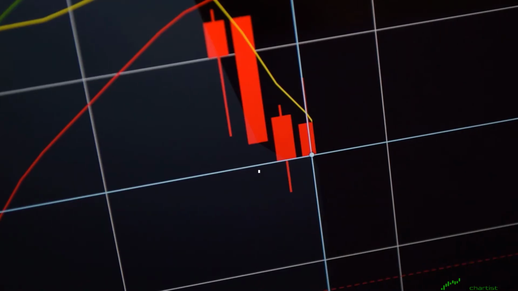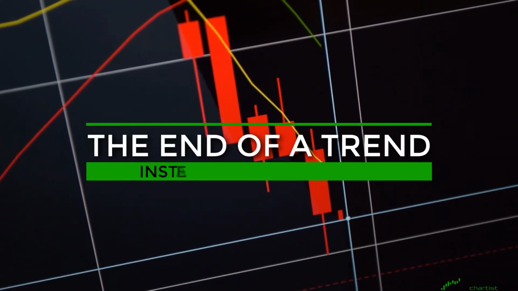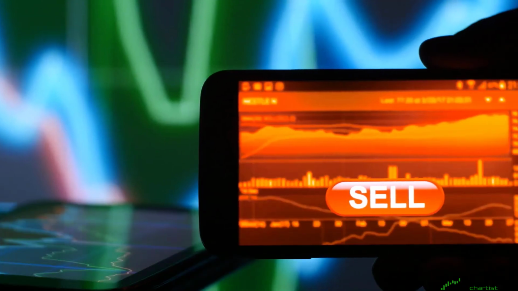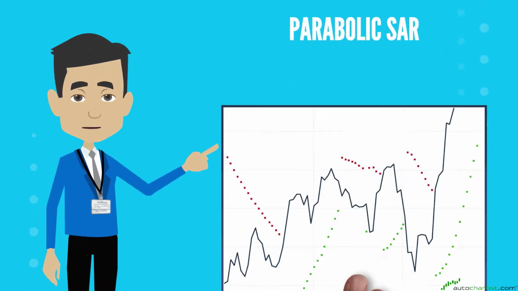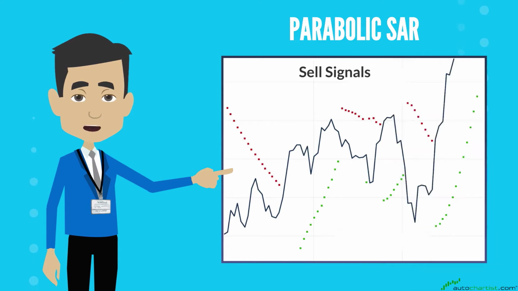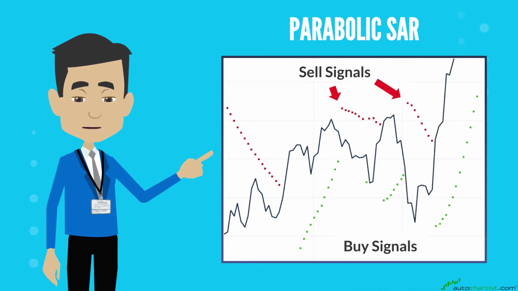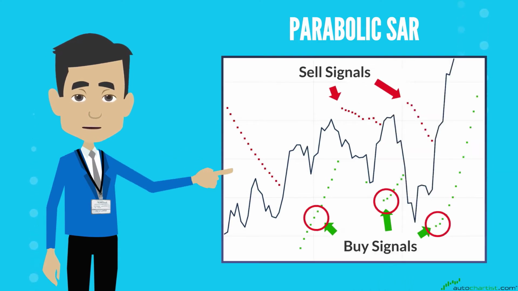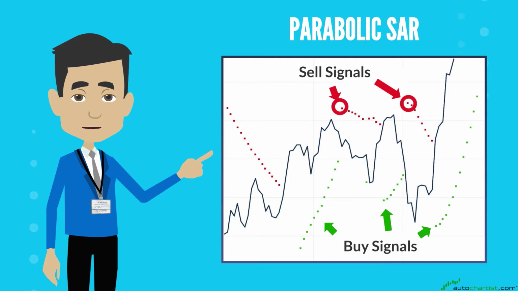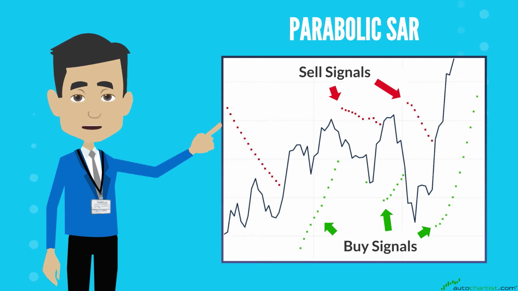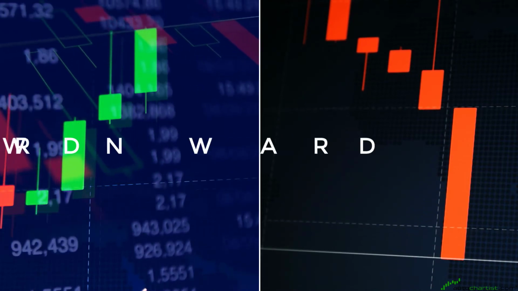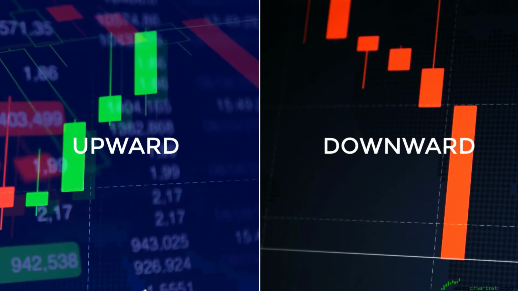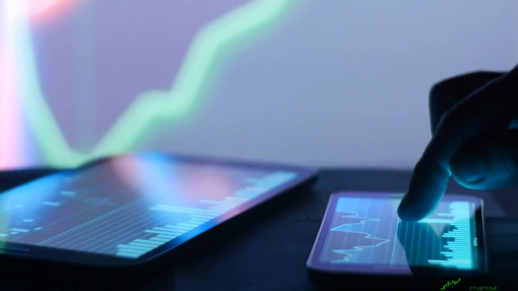Parabolic SAR. This indicator signifies the end of a trend instead of the beginning. This assists a trader in knowing when to exit a trade. A parabolic SAR positions dots on a chart to indicate where possible reversals of price movement are. They imply a buy signal when the dots are below the candles on a candlestick chart and a sell signal when the dots are above the candles. It's advised to only use a parabolic SAR indicator in a market that is either trending upward or downward, and not when the price is moving horizontally within a range.